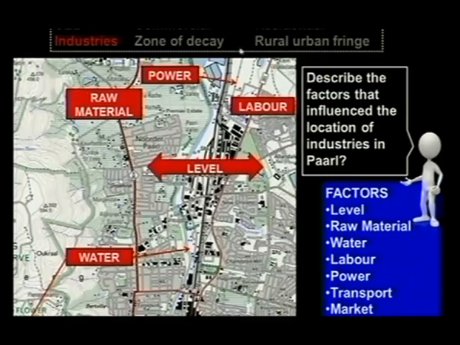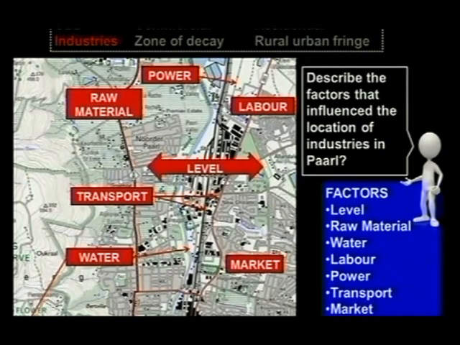Power, here we see a power line running here. So you see all the factors are coming up here. Here's transport, here we've got a road, here we've got a railway line. And then of course the market, the place where the people who can buy the goods, where the goods can be sold, market. Now of course, lots of Paarl's goods are also sold on the international markets, but Paarl itself also provides a market for the goods produced in the factories.